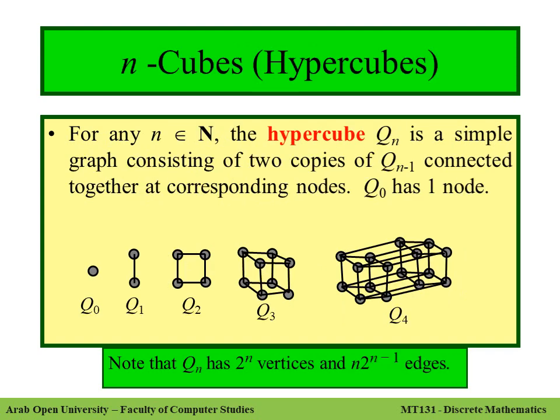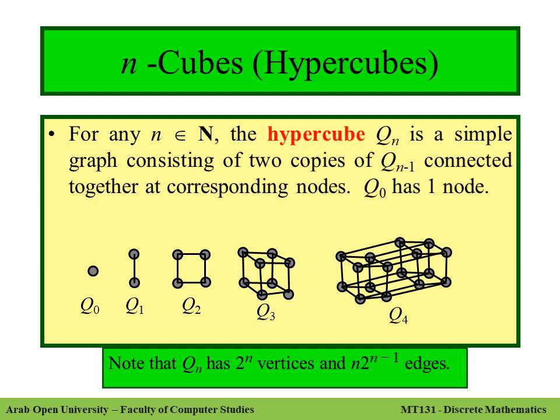The next graph is called the n-cube or hypercube, and again it's done by construction. We start with n, a positive integer. The hypercube Qn is a simple graph consisting of 2 copies of Q_{n-1}. You start with the first copy of Q_{n-1}, and then for the next copy, you take 2 copies of the previous graph and connect the corresponding nodes.